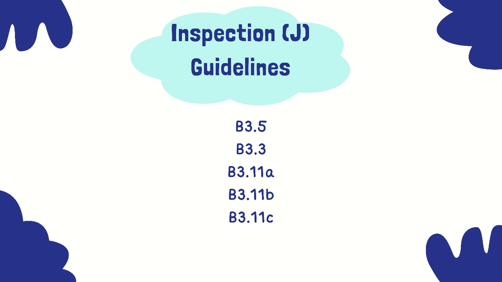All right, and then we have guideline B3.11 A, B, and C. First things first, let me make sure I'm clear with this. Inspection procedures have the objective of looking rather than doing. The inspection can be the objective to begin with, or it could be a procedure that started as something else but was canceled due to unforeseen circumstances. So that's where B3.3 comes into play.